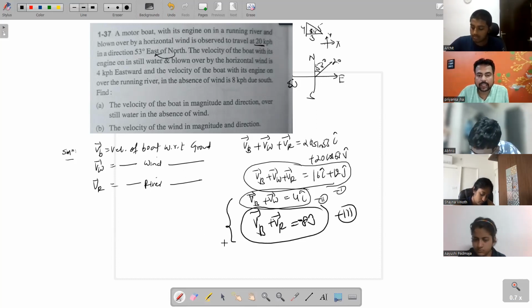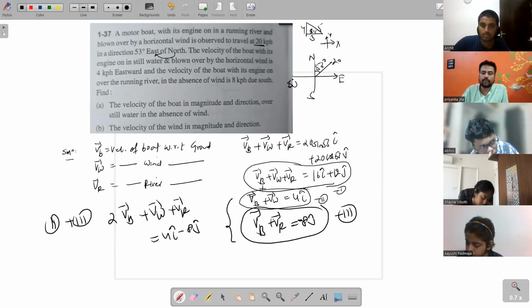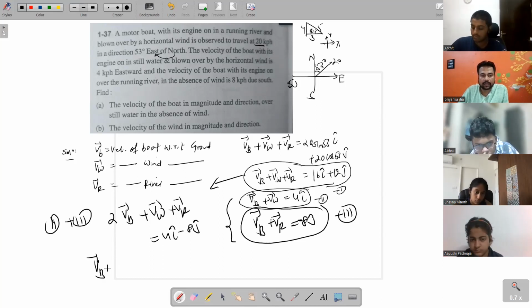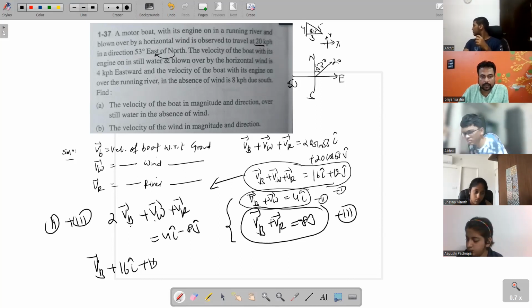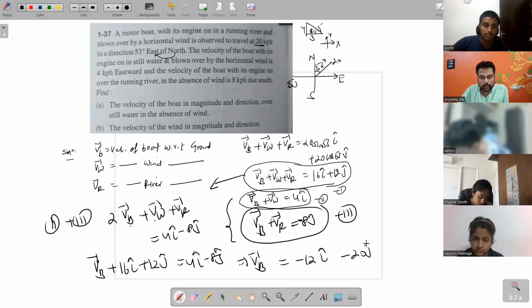Just first you add these two. First you add 2 and 3. You will get 2 times (VB plus VW plus VR) that is 4i minus 8j. And from this first equation, you can see VB plus VW plus VR. So one VB you can borrow from here, so one VB will be left, and for this VW plus VR we have this value, plus 16i plus 12j, that is 4i minus 8j. So from here, we can find VB equal to minus 12i and minus 20j.